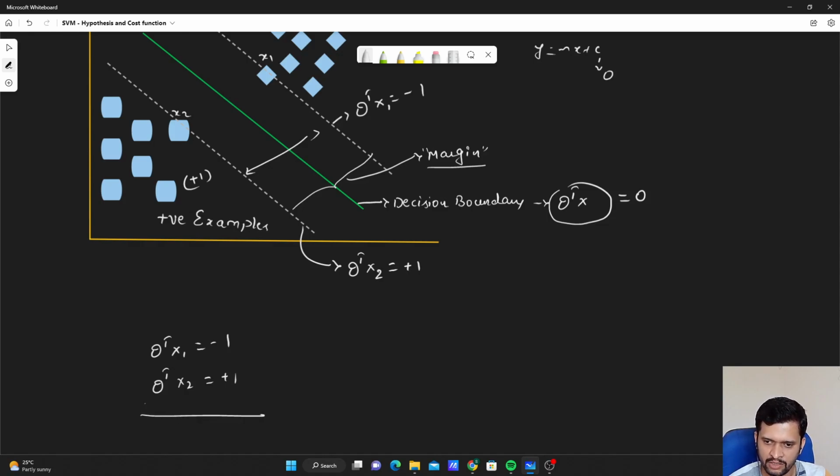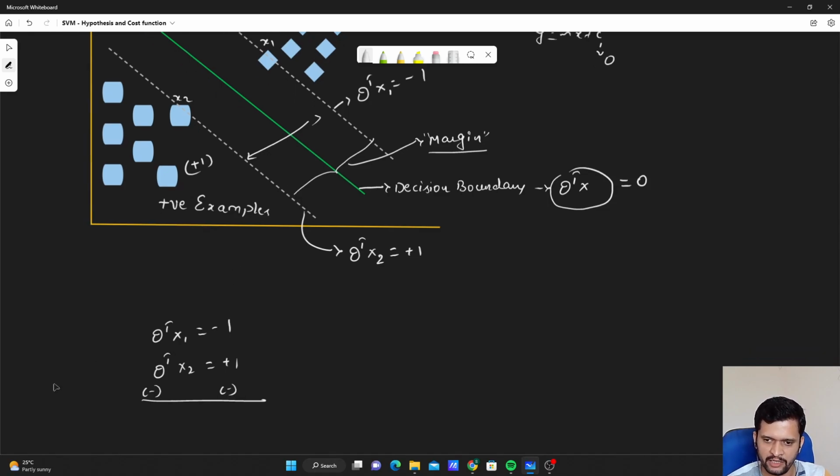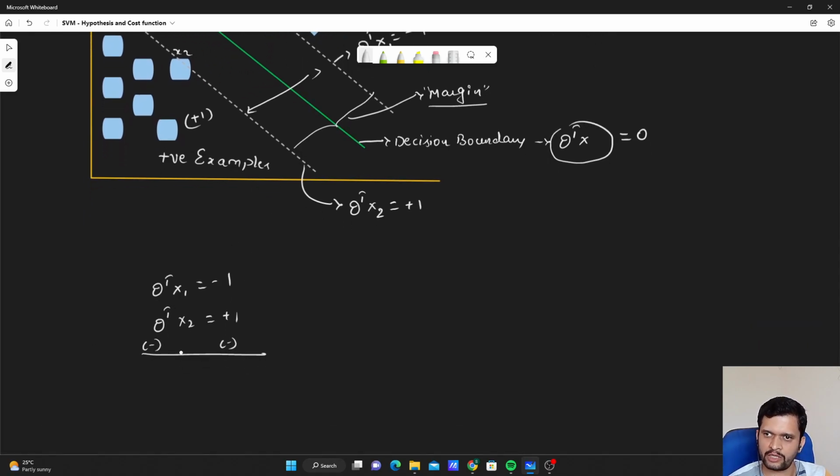We want the distance between these two to be maximum. If we subtract these two equations, this is just linear algebra, the high school stuff that we all have learned. If we simplify this, we arrive at this equation: theta transpose is common, so theta transpose (x2 minus x1) is equal to +2.